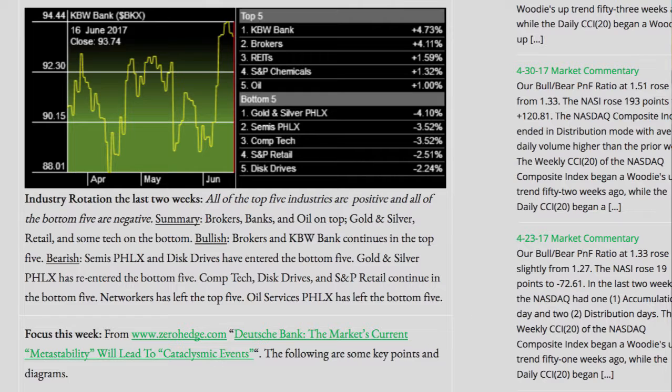Gold and silver has re-entered the bottom 5. Comp Tech, disk drives, and S&P retail continue in the bottom 5. Networkers has left the top 5. Oil services has left the bottom 5.